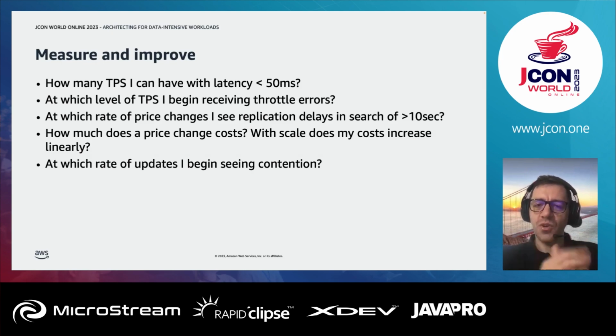The same with throttling errors or transactions, or at which rate, that's also an important question, at which rate the price changes that I put in DynamoDB, I can see the replication delay into the search. That may also be a problem in the future. So I need to optimize that transfer of data to the search, so I don't put results in the search that are already outdated, for instance, right?